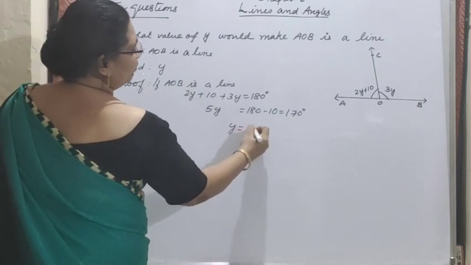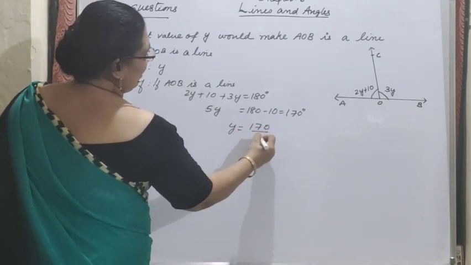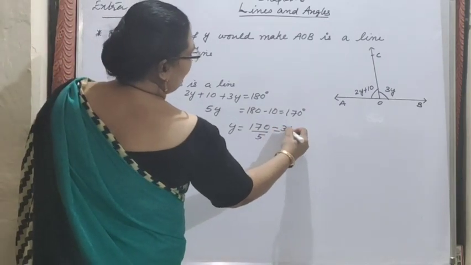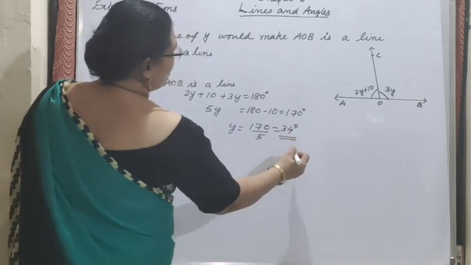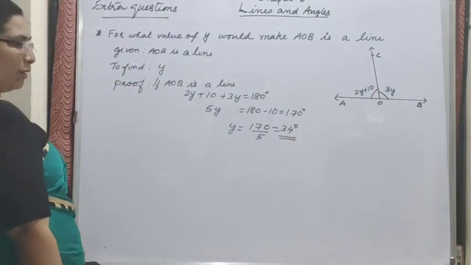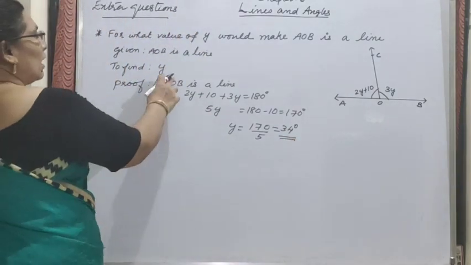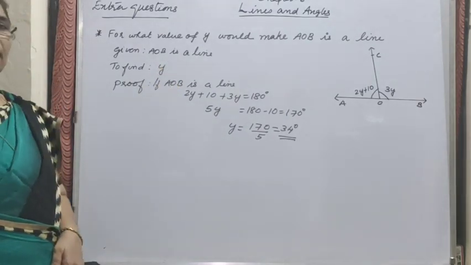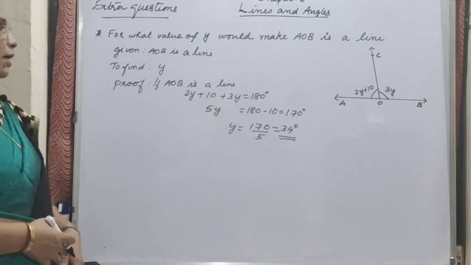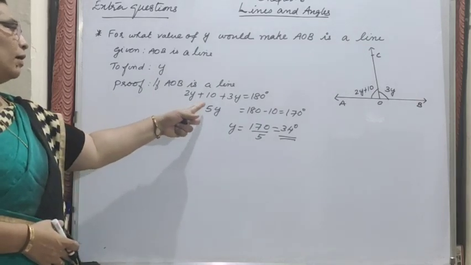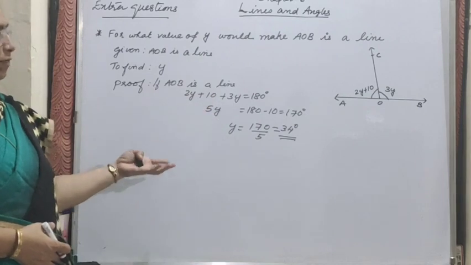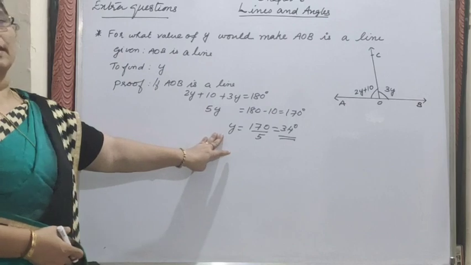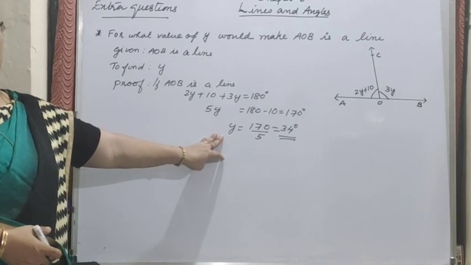What is y now? 170 divided by 5, so it is equal to 34 degree. So when the value of y is 34 degree, then we can say that AOB will be a line. Very simple question only. If it is a line, then the sum of the angles is equal to 180 degree. Here 2y plus 10 plus 3y, the value is given in terms of y. So 5y equal to 170, therefore y equal to 34 degree.